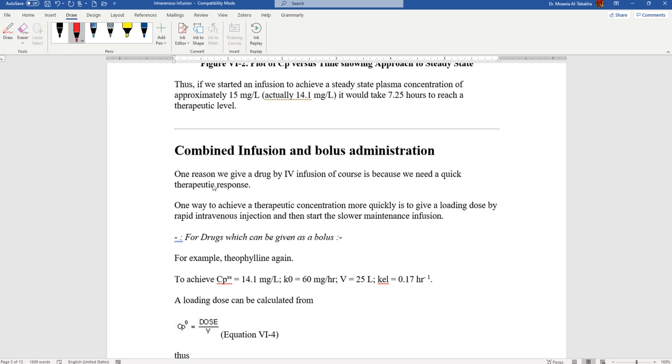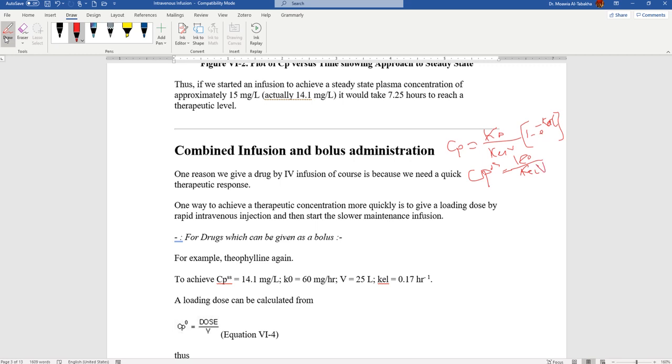If you remember, let us recall something. We were talking about the equation that allows us to calculate the concentration at any time during the IV infusion. Concentration at time t is equal to K0 divided by the clearance, which is KL times V, multiplied by 1 minus e to the power of minus KL times t. And we said that CPss is equal to K0 divided by KL times V.